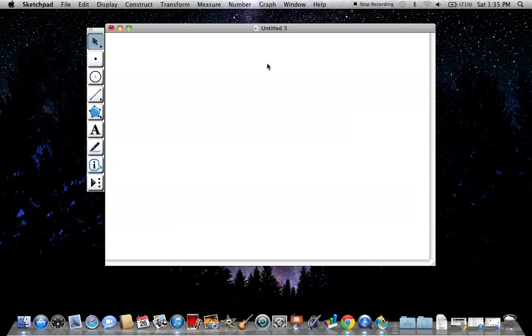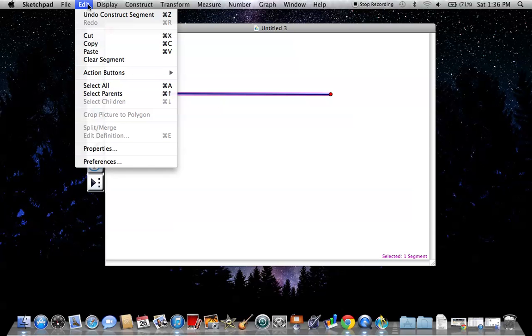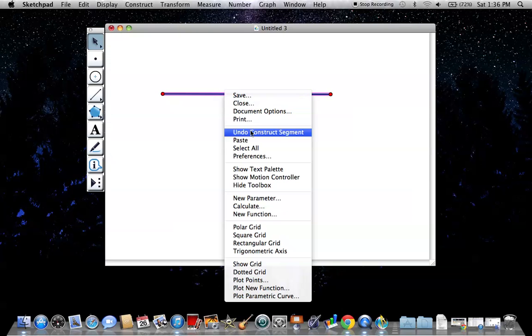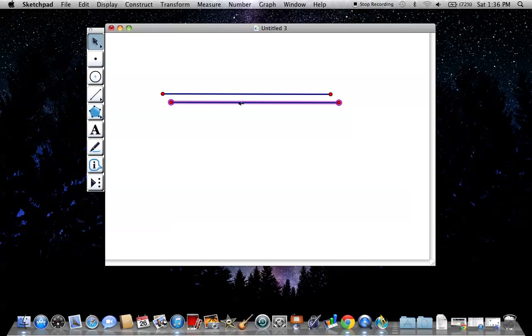Delete. Now we're going to talk about congruent segments. What congruent means is that it has the same measure. So when we talk about congruent segments, we're talking about segments that have the same measure, the same length, the same distance. So I'm going to draw a segment here. I'm going to copy the segment. I'm going to paste. So I have 2 segments here.